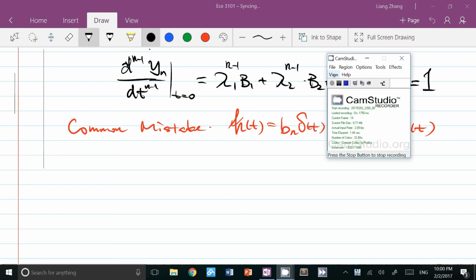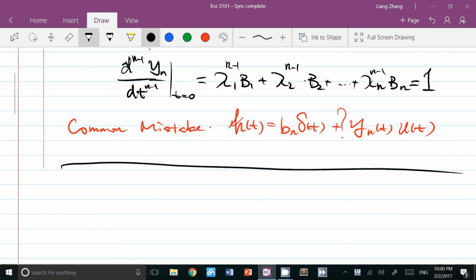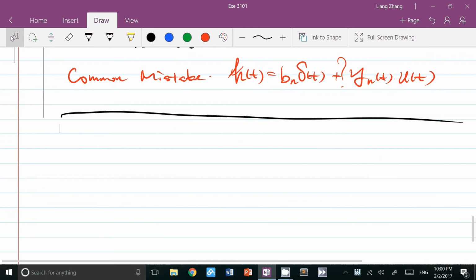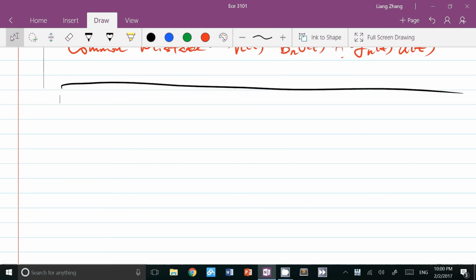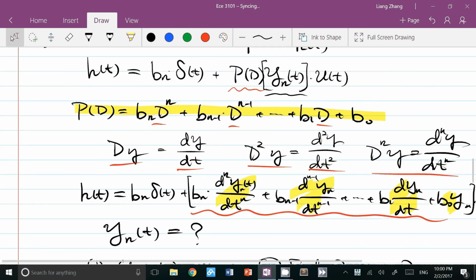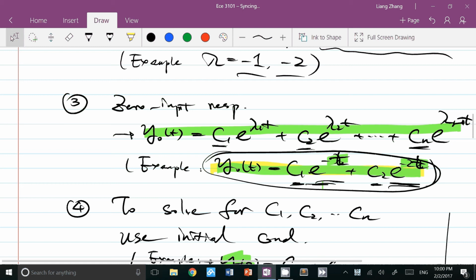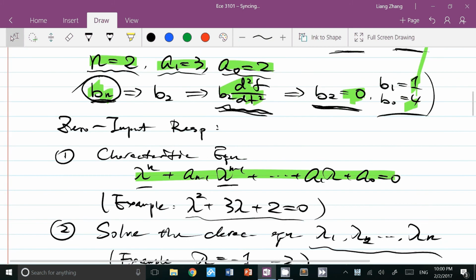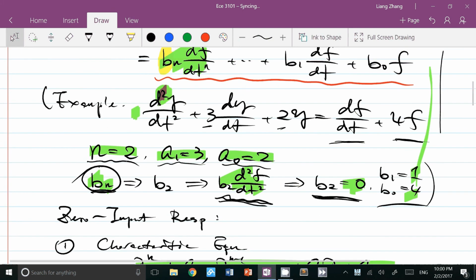Okay, let's continue. What we're going to do next is an example to show how the unit impulse response can be calculated. And we'll go through the procedure. So let's do the example that we use here. We'll copy that example down. Okay, so it's right here. So we're going to use the example that you're seeing on the screen.